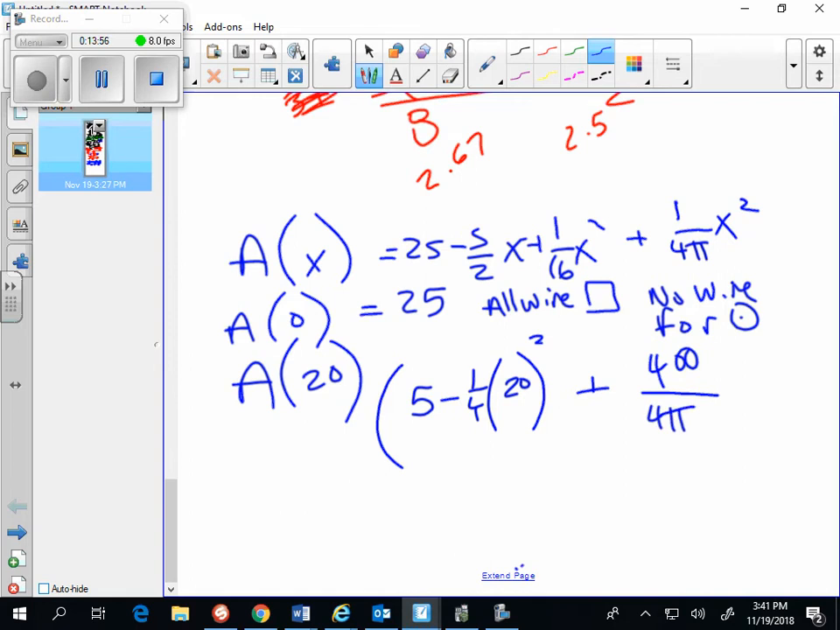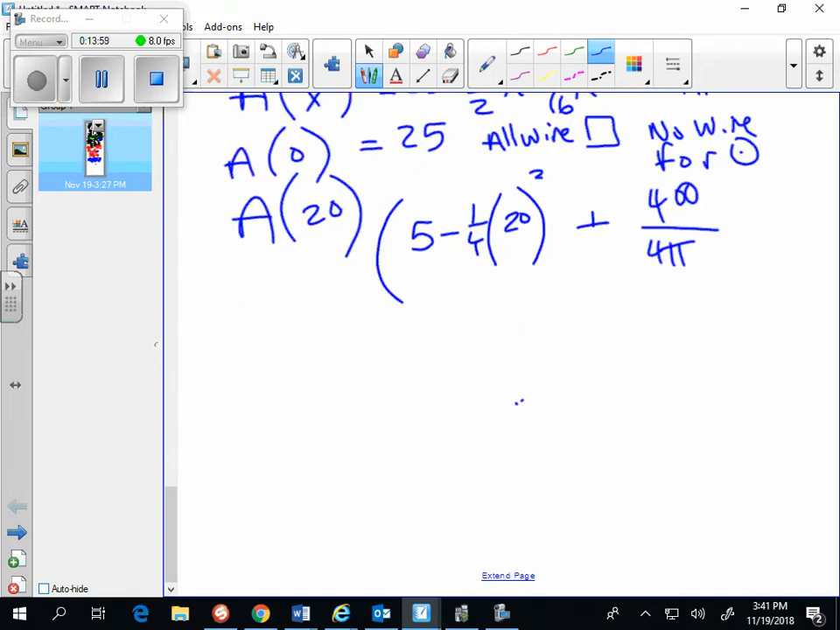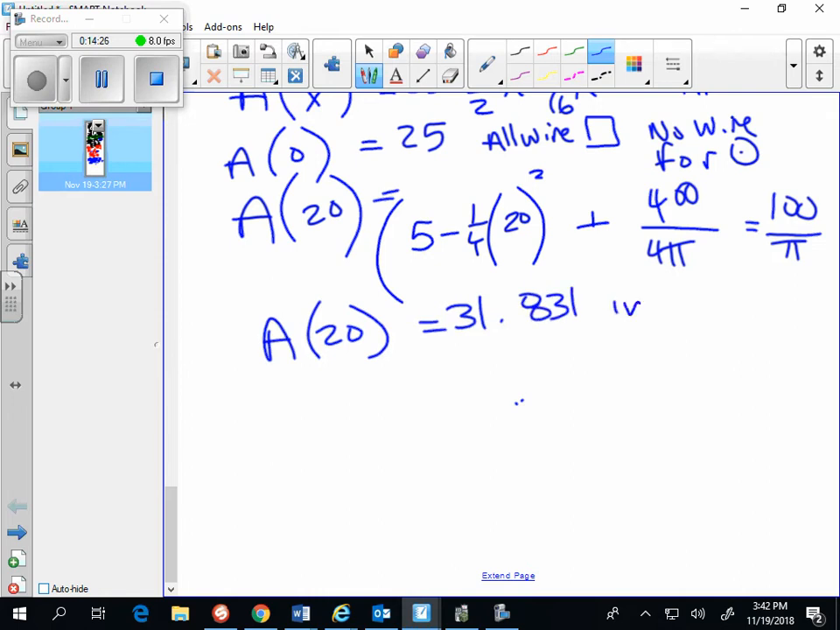Okay, so what happens here? 1/4 of 20 is 5. 5 minus 5 is 0. Oh, that all cancels out. Well, that's convenient. And here we get 400 over 4 pi, which is 100 over pi, which I believe is bigger than 25. Let's check that. 100 divided by pi, and I get A of 20 equals 31.831 square inches. Aha! That's my max.